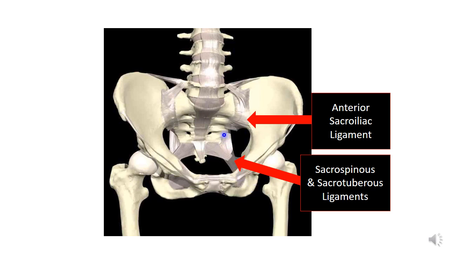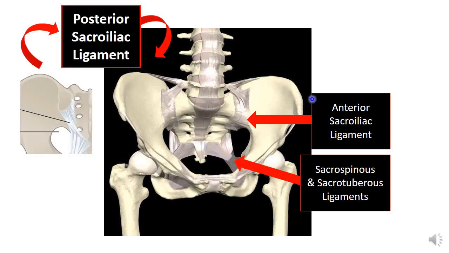One is connecting the sacrum to the ischial tuberosity, called the sacrotuberous ligament. The other is more transverse, connecting the sacrum to the ischial spine, called the sacrospinous ligament. And the third group will be the sacroiliac ligaments, either anterior sacroiliac ligaments, and the more important are the posterior. This is a posterior view of the sacroiliac ligaments.